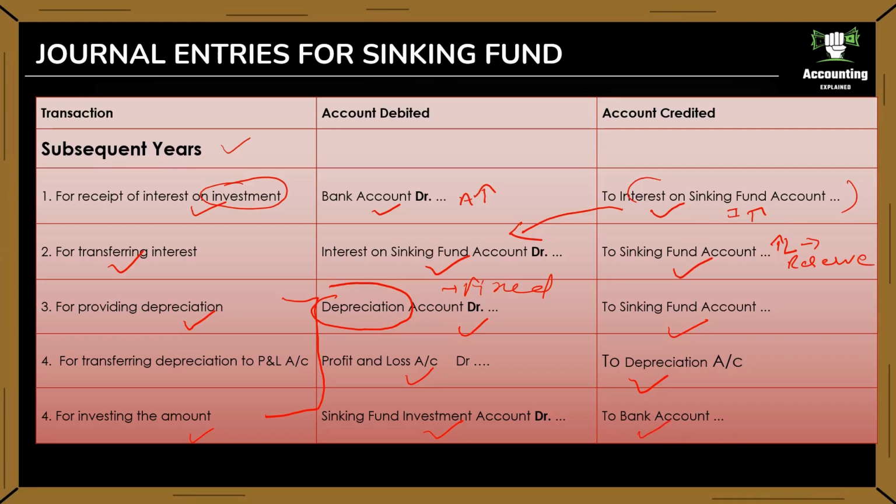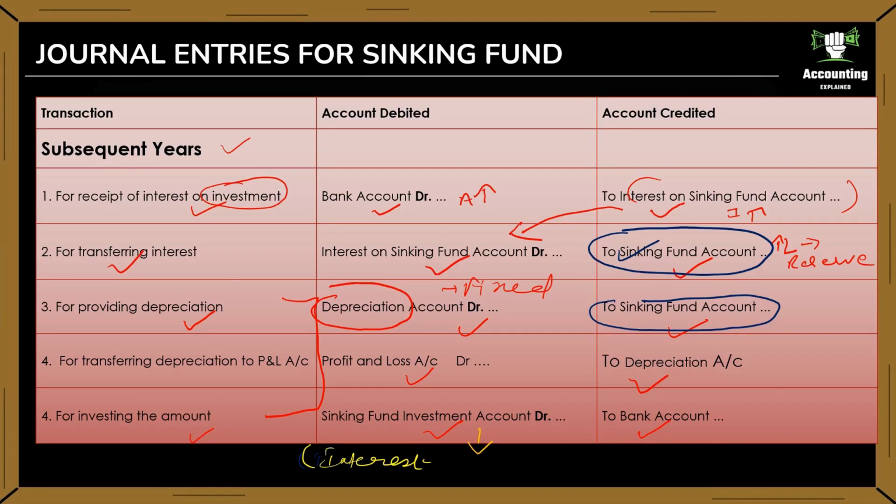Only the sinking fund investment account now is going to include this interest part. See here, interest part, sinking fund account. This includes the interest part, and the depreciation part from the second year onwards. From second year onwards, we are going to have interest on sinking fund investment plus the depreciation charged for that year. Interest for that year plus depreciation will be the sinking fund investment from the second year onwards to bank account. So same.